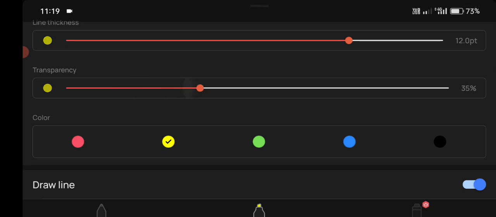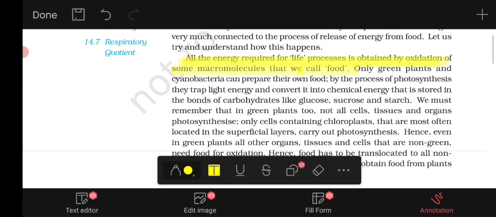Only green plants and the cyanobacteria can prepare their own food because they have chlorophyll, the pigments to trap light. By the process of photosynthesis, they trap sunlight energy and convert it into chemical energy that is stored in the bonds of carbohydrates like glucose, sucrose, starch. So they basically prepare glucose, which is stored in the form of starch.